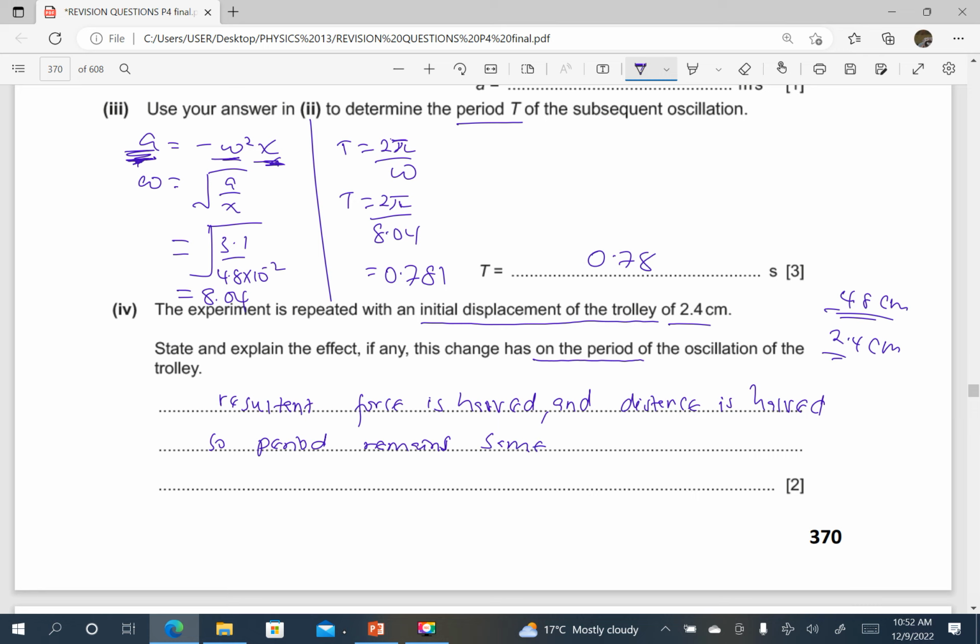So if the initial displacement is halved, the distance x is halved. Because the force is halved, the acceleration is halved. So these two are halved. So there is no effect on omega. And since omega affects the period, and there is no effect on omega, then it means the period remains the same.